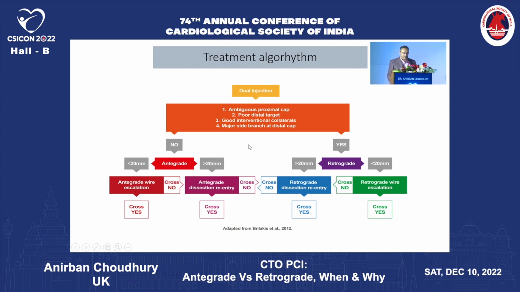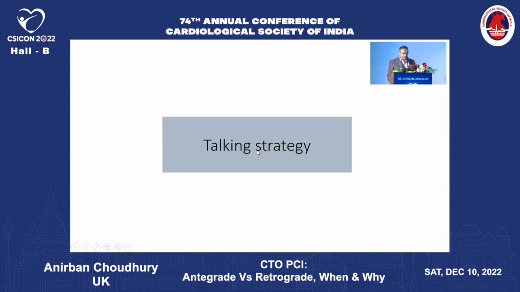We look at the cap, we look at the distal vessel, we look at whether there are usable interventional collaterals, and whether there is a major side branch close to the distal cap. And if the answer is no to all of them, usually you can do this antegrade. If more of these are yes, you often end up going retrograde. That's in short how we approach antegrade or retrograde.